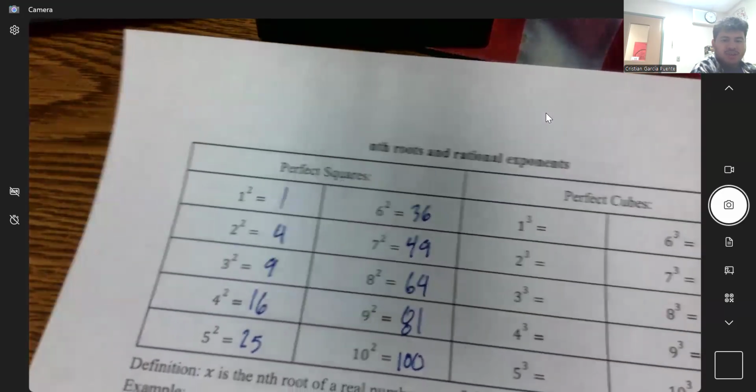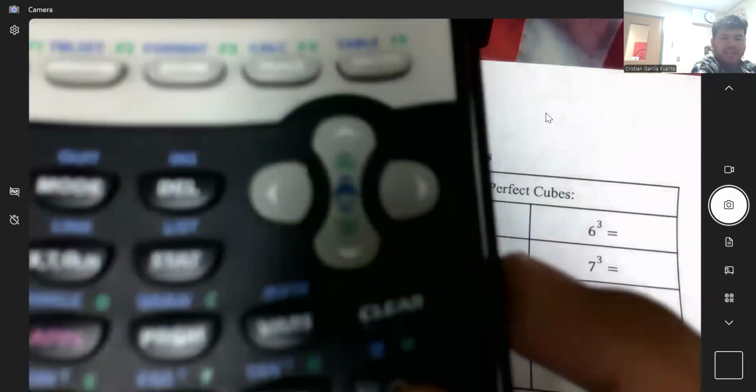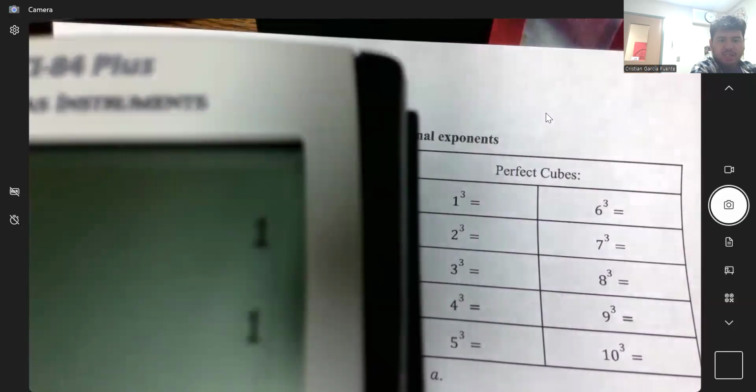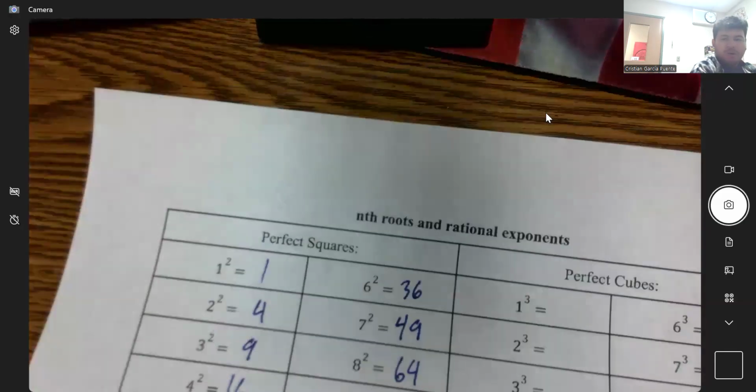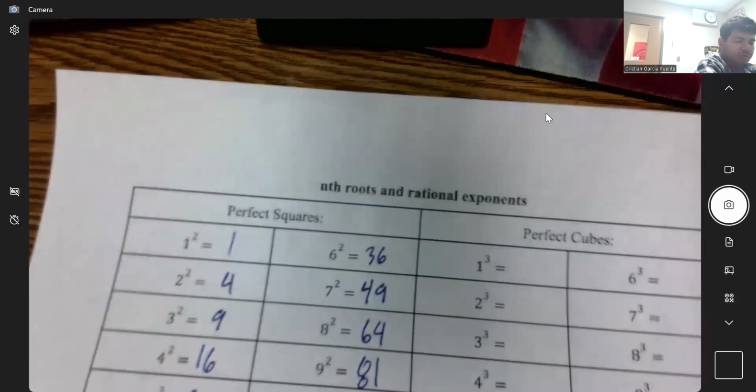So we're just gonna do the same thing with the cubes, but the only difference is that instead of putting in a two, we're gonna be putting a three. So again, you put one, and then you click that caret button, put in a three, and press enter. And it gives us one. We would do this for all of them, and one cubed would also give you one.